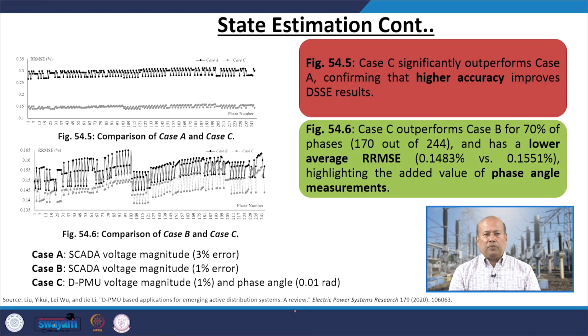Now, what has been observed with all three cases is that case C significantly outperforms case A, confirming that higher accuracy improves DSSE results. Case C outperforms case B for 70% of the phases, 170 out of 244, and has a lower average RRMSE, that is 0.1483% versus 0.1551%, highlighting the added value of phase angle measurement, meaning the D-PMU is certainly doing a better job compared to the SCADA system.